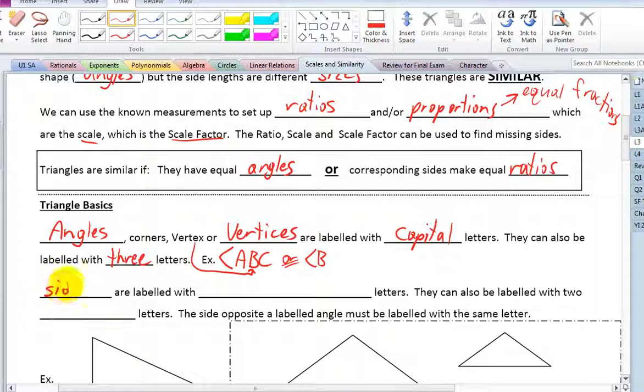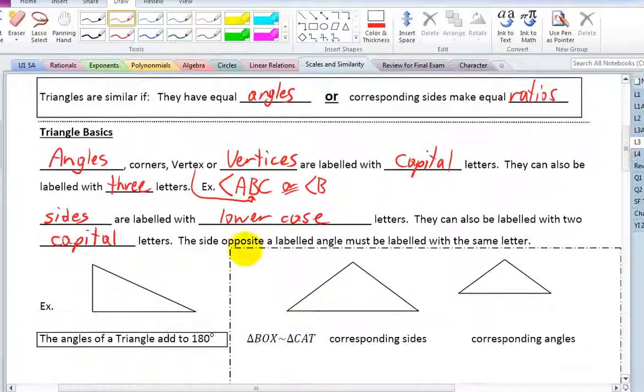Sides are labeled with lowercase letters. They can also be labeled with 2 capital letters. So you have options there. The opposite angle must be labeled with the same letter. So for example, if we have here A, B, C, this would be lowercase a because it's opposite capital A.